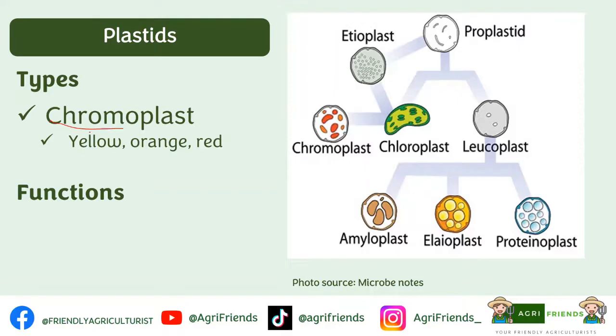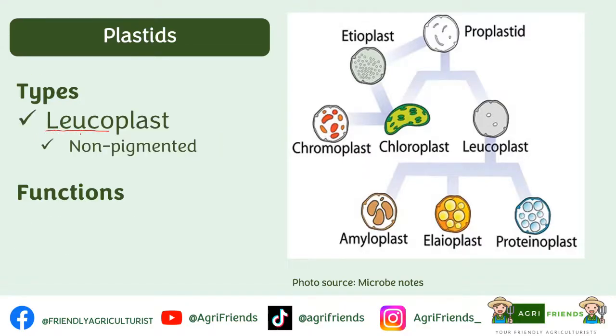Chromoplast. Chromo from the Greek word meaning color. These plastids are responsible for the yellow, orange, or red color of many flowers and other parts of the plants. The functions of the chromoplast include attracting pollinators, and it also serves as a storage of carotenoids and hydrophobic metabolites.